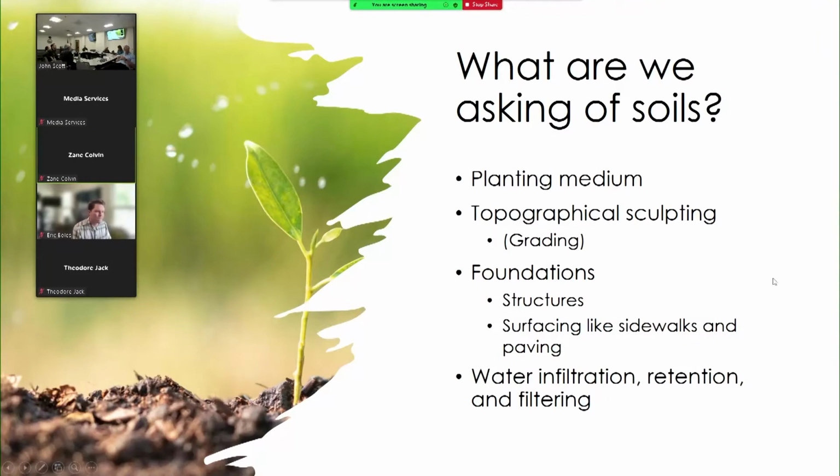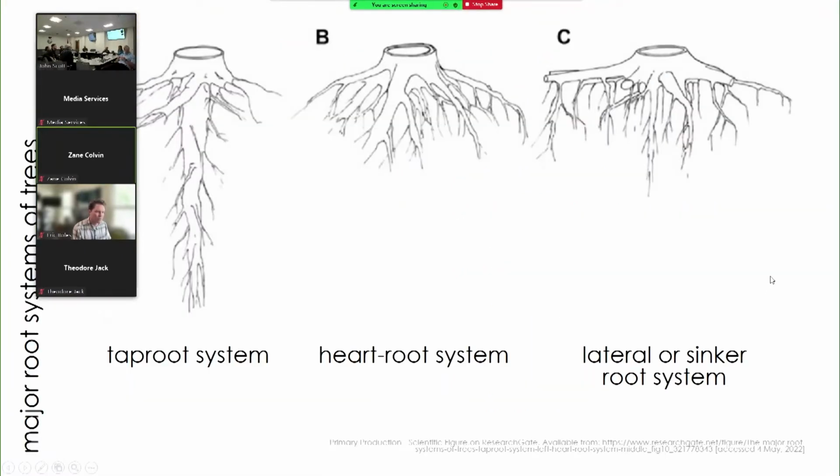But I think it's important to ask what we're asking of soils, especially urban soils. We're asking them to be planting mediums, to be topographical sculpting. We're asking them to hold up our structures and our surfacing. And then hopefully we're also asking them to do other things like water infiltration, retention, and filtering.